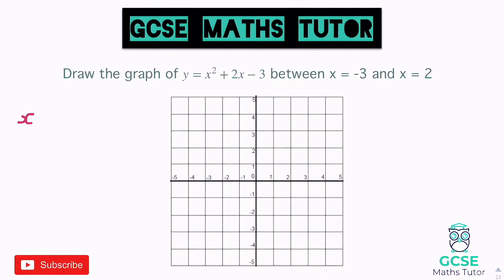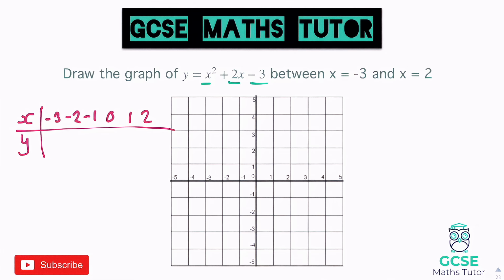So we have x and y, and it's between -3 and 2. So -3, -2, -1, 0, 1, 2. Now this is a slightly more complicated one for us to sub in, because to find the y coordinate you have to do x squared, add 2x, take away 3. So I want to write these down nice and carefully.